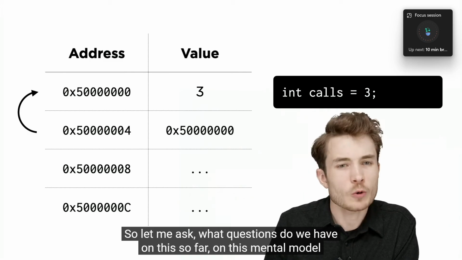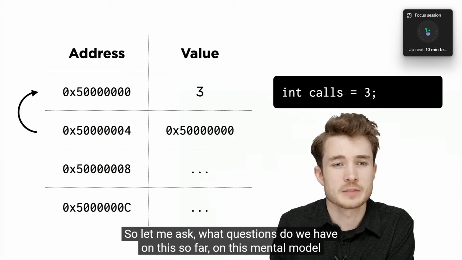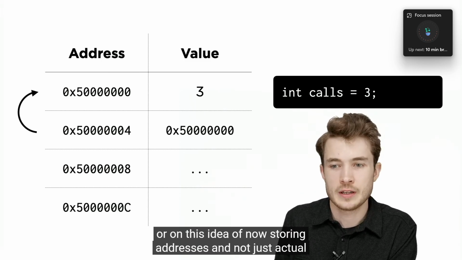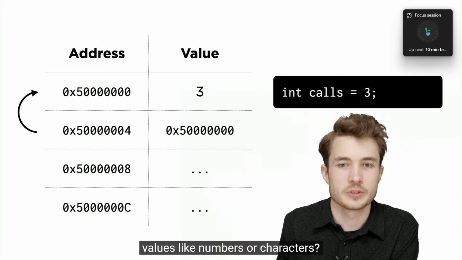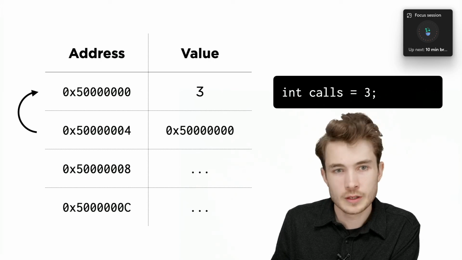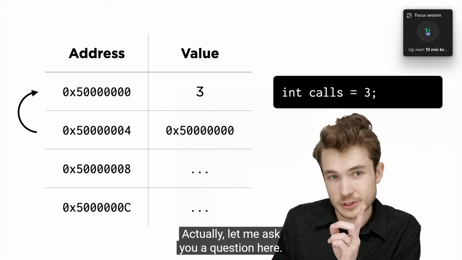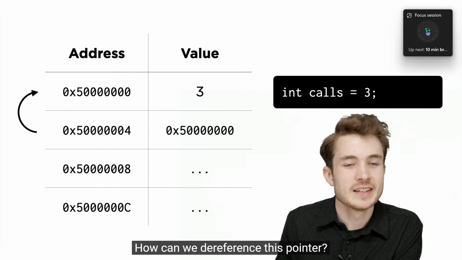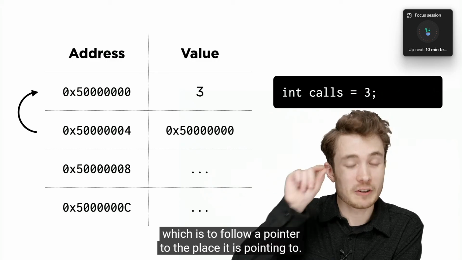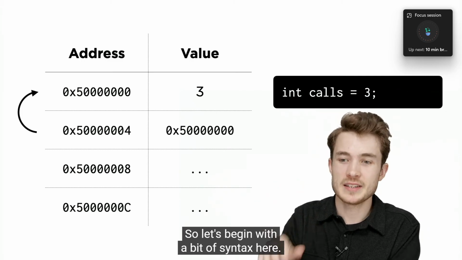So let me ask, what questions do we have on this so far? On this mental model, or on this idea of now storing addresses and not just actual values like numbers or characters? Okay, not seeing any so far. Actually, I'm seeing a question here. How can we dereference this pointer? It's a good vocabulary word we learned in lecture, which is to go follow a pointer to the place it is pointing to. So let's begin with a bit of syntax here.